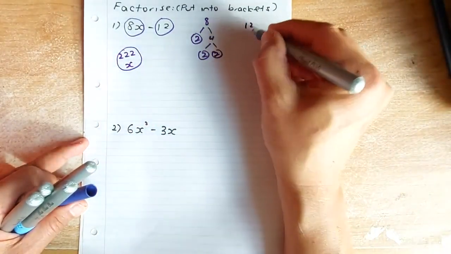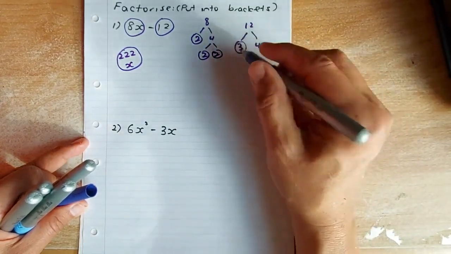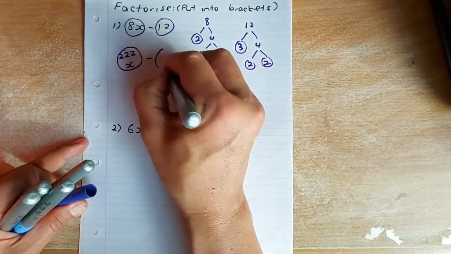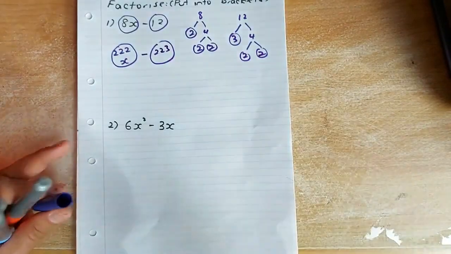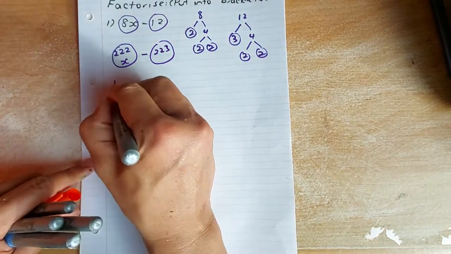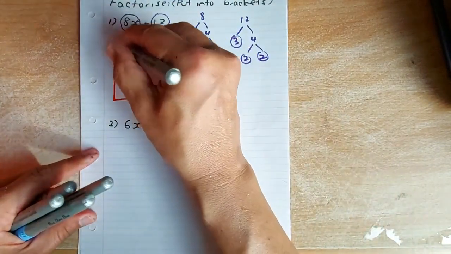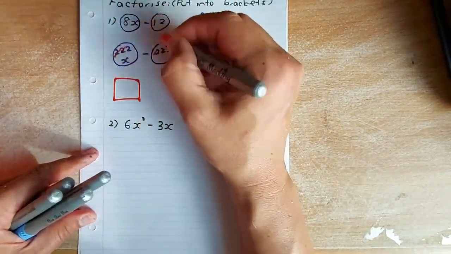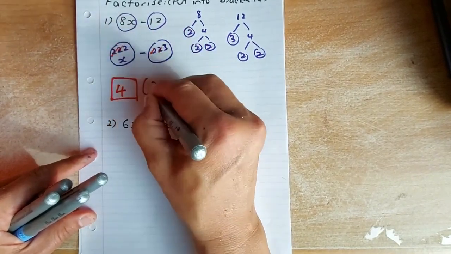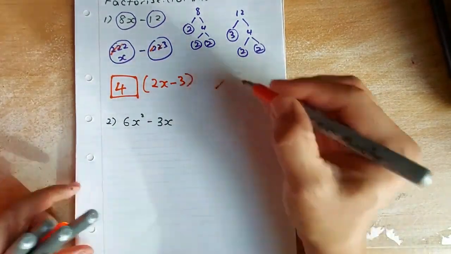And for 12, I'm going to break it down into 3 and 4. 3 is a prime number, so I just leave it there. And 4 is going to be 2 and 2. So 12 is made up of 2 times 2 times 3. Now I'm going to take out the common factor. I'm going to put it in a common box. Whatever is common, I'm going to put there. So 2 and 2 is common, another 2 and 2. So 2 times 2 is going to be 4. Then what's left on this box is going to be 2x, and what's left on the other box is going to be minus 3. So that will be another mark.